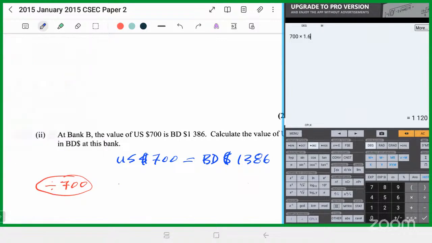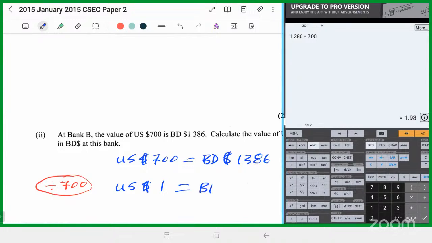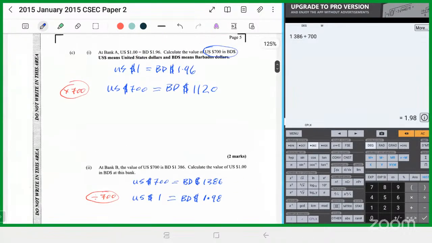And so this becomes US $1. So now we divide this number by 700 as well. So it becomes 1,386 divided by 700. And we get $1.98 Barbados dollars. So it's a higher exchange rate. This one, as we get more, for the same $700.